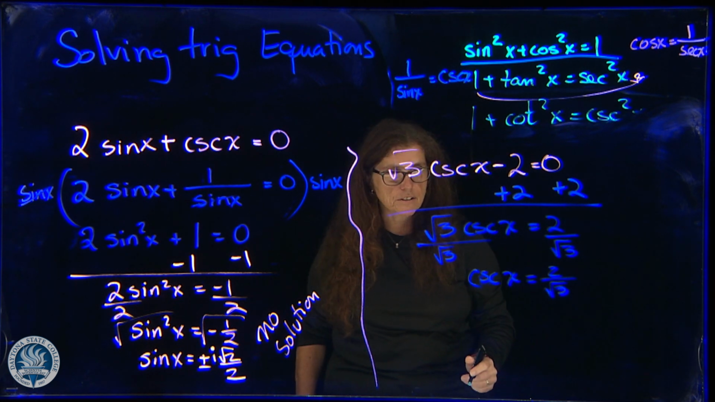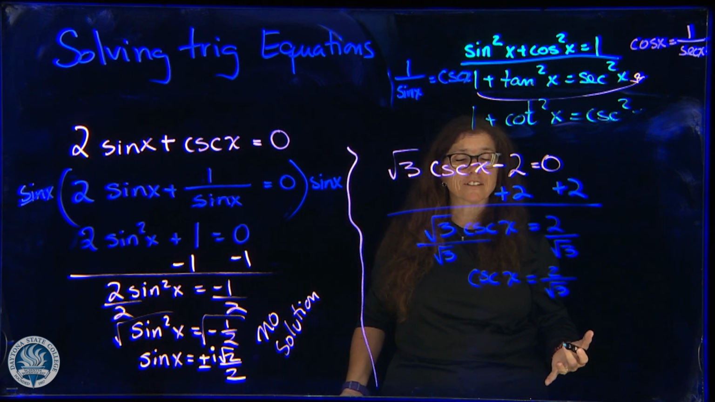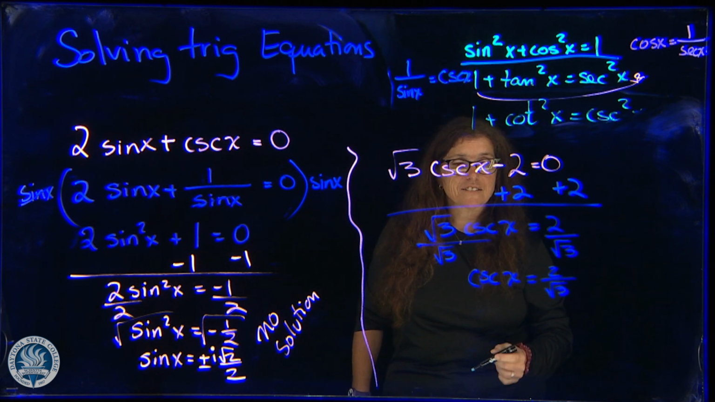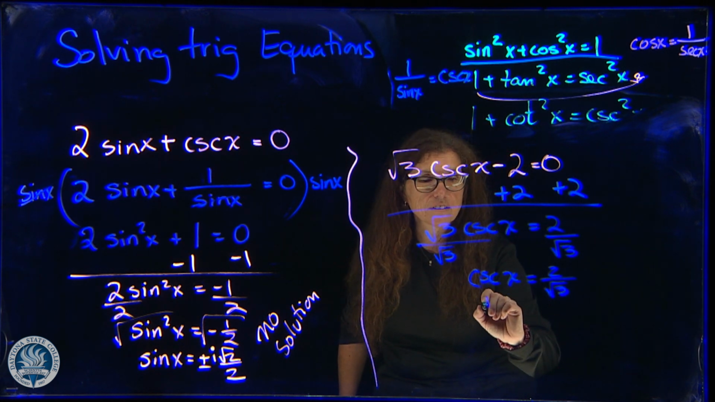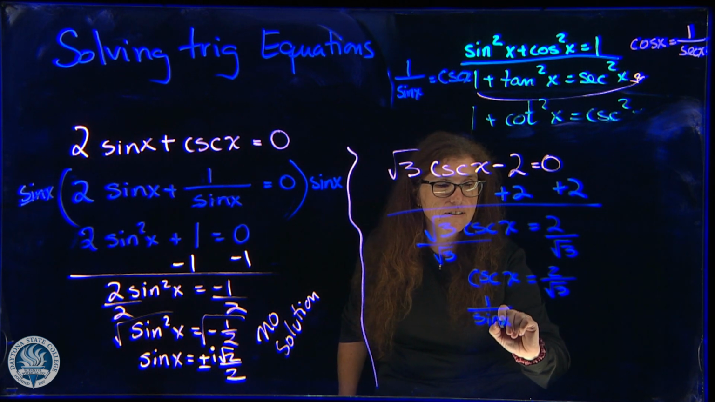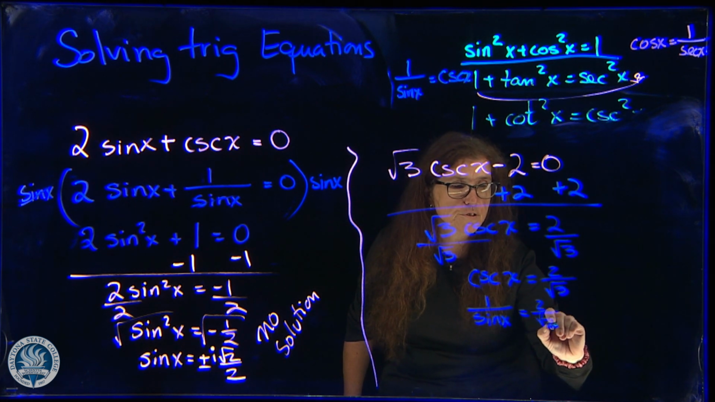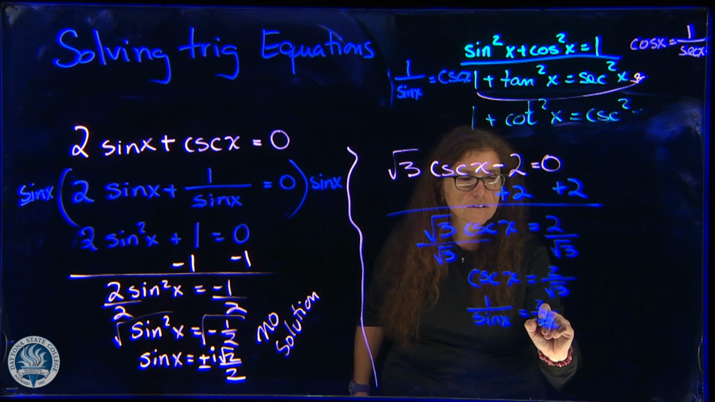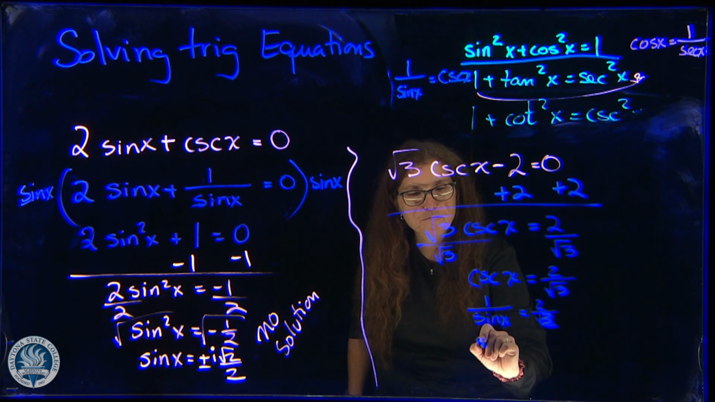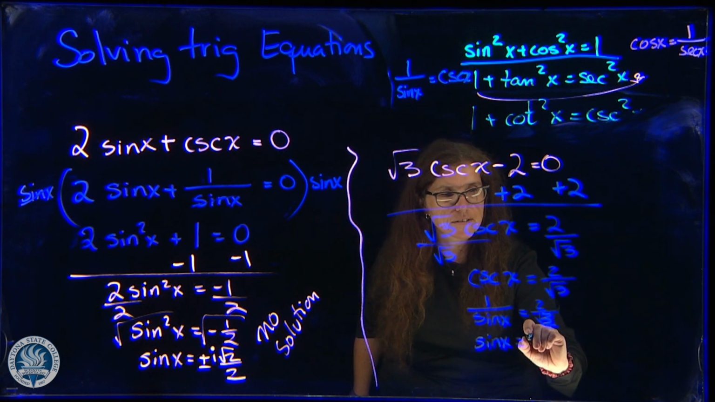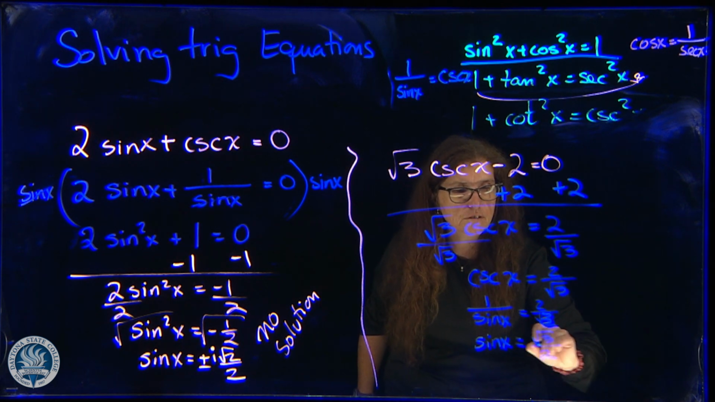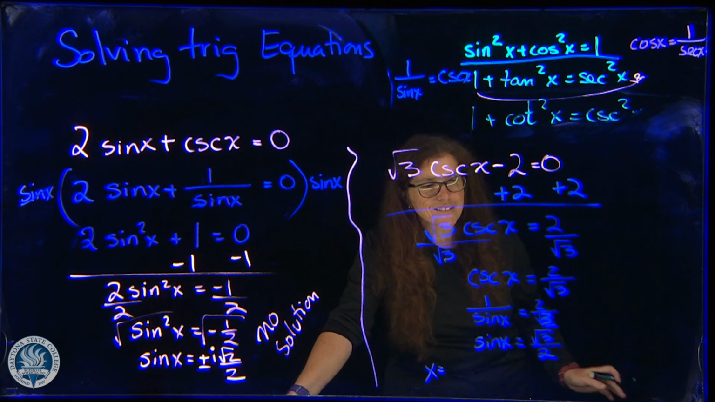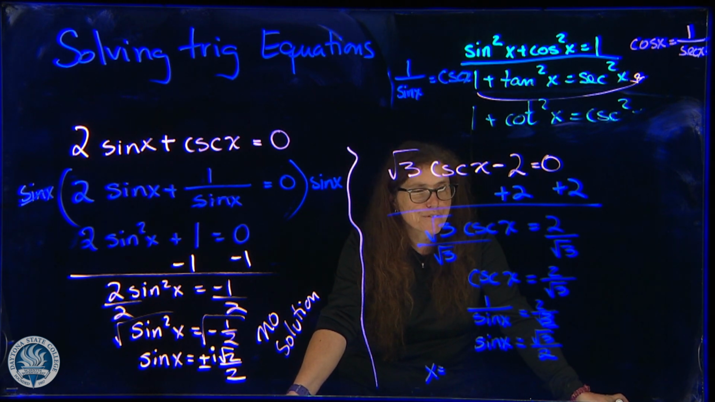Now, we may not be all that familiar with the cosecant, so what you really can do is use the reciprocal. The reciprocal of the cosecant is the sine, so I can write that as 1 over sine of x equals 2 over the square root of 3. Now I flip both. That gives me the sine of x equals the square root of 3 over 2. So for which angles is the sine square root of 3 over 2?